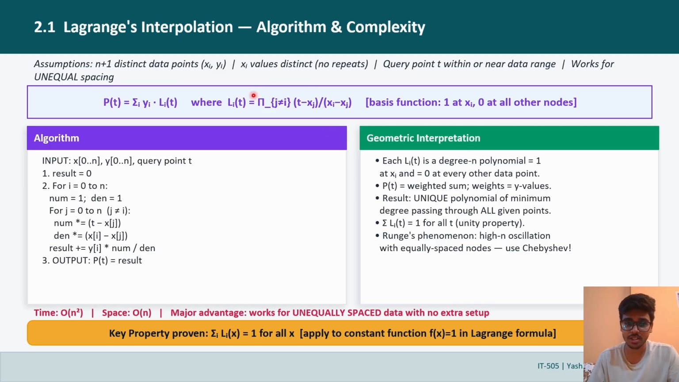Now time complexity is O of n squared and space complexity is O of n. It works for any node spacing, unlike Newton's difference formula, which requires equal spacing.